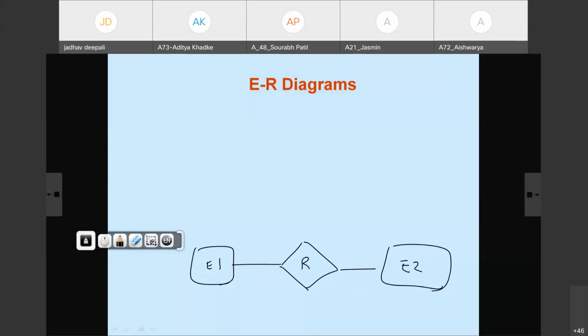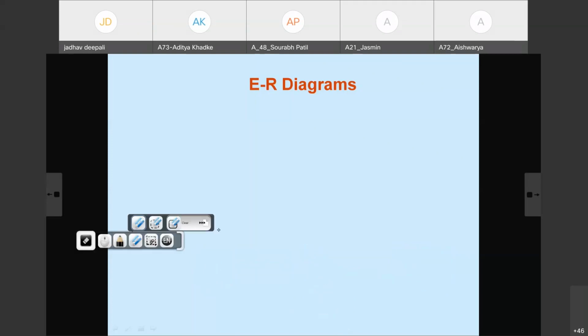And now see here, this relation depends upon the mapping cardinality. Either it is 1 to 1, 1 to many, many to 1, or many to many. Now how to represent this mapping cardinality in the diagram, that part we are now going to see with an example.